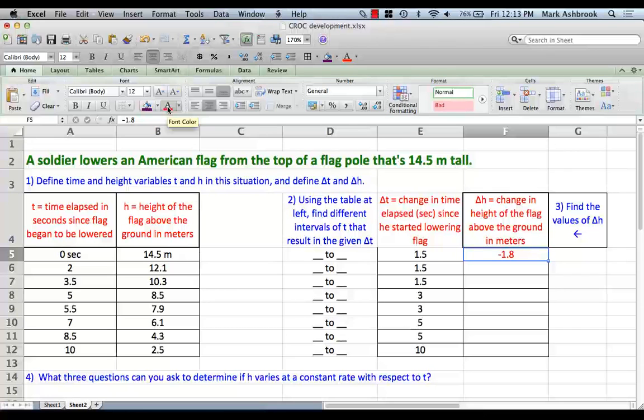Okay, Lorenzo, did you find a different interval that gives that same delta t of 1.5? Where's Lorenzo? 5.5 to 8? Oh, sorry, yeah, right. 5.5 to 7. And then looking at delta h, what'd you get? Negative 1.8. Was there a question?